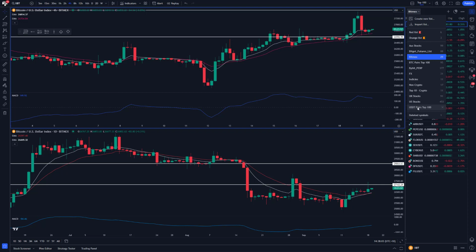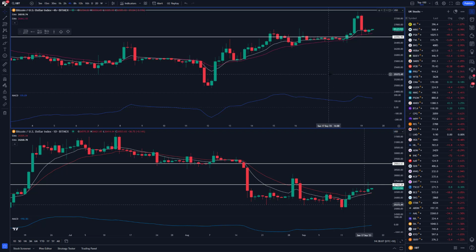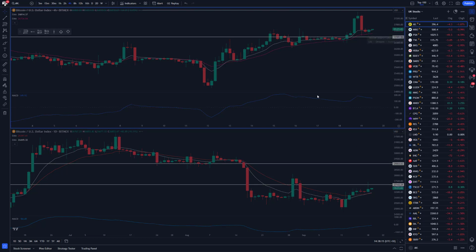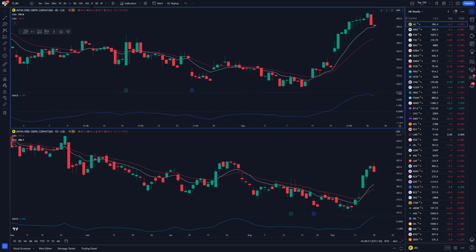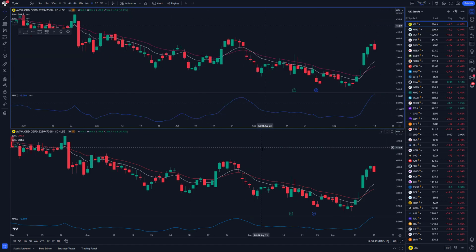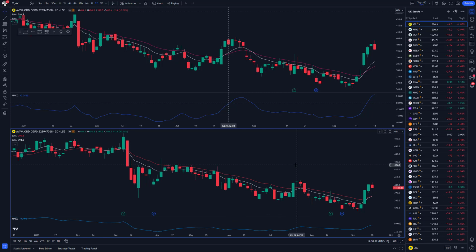Now, I'm going to go ahead and look at UK equities, all right? Now, these are all delayed, and that's fine because the way that I trade equities is on an end of day basis. So here's how I would set up my charts. The top chart would be the daily chart. The bottom chart will be the 2-day chart because that is my two time frames that are of importance.